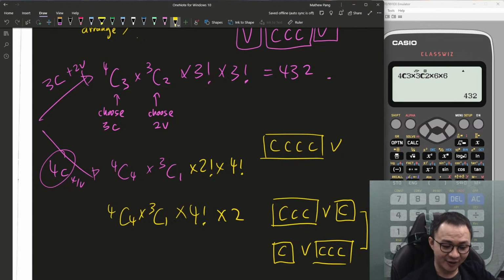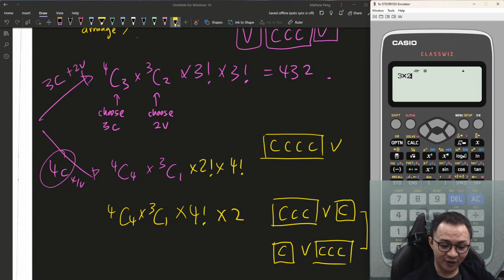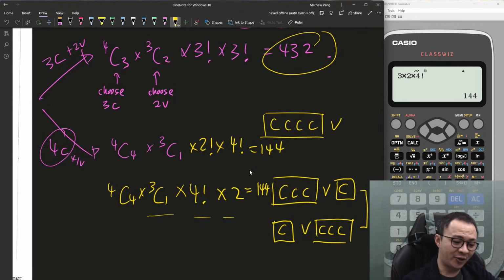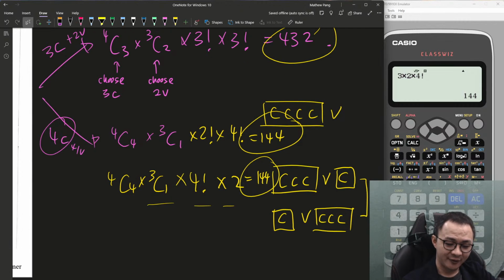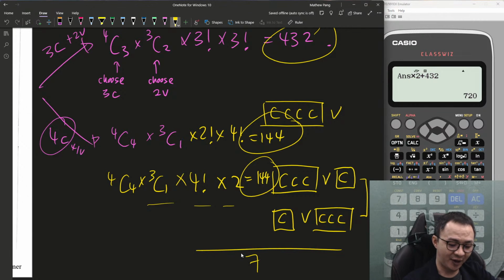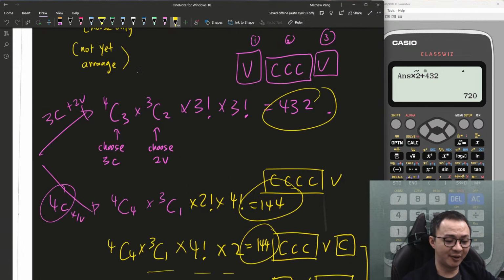Let's type in the calculator. 3 times 2 factorial is 2. Times 4 factorial is 24, right? But I just type 4 factorial lah. This is 144. So this one is it's literally the same thing. It's 144. Then I will plus all the possibility here. 144 times 2 plus 432. So the total will be 720 if you plus all of them together.